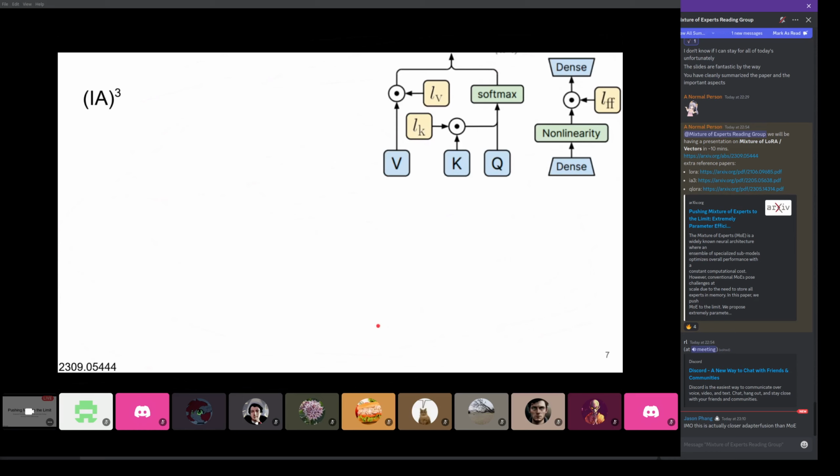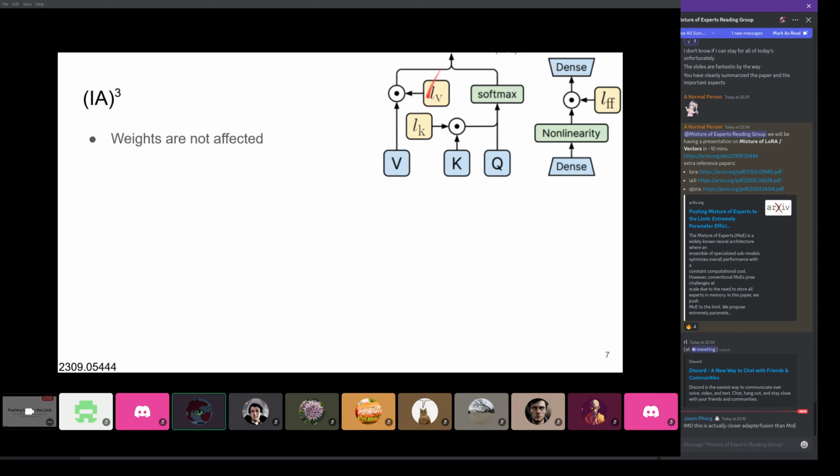For IA3, probably fewer people in the audience know about it, because there's not much of a reason to use IA3 over normal LoRa. In IA3, you don't have any trainable weights at all.